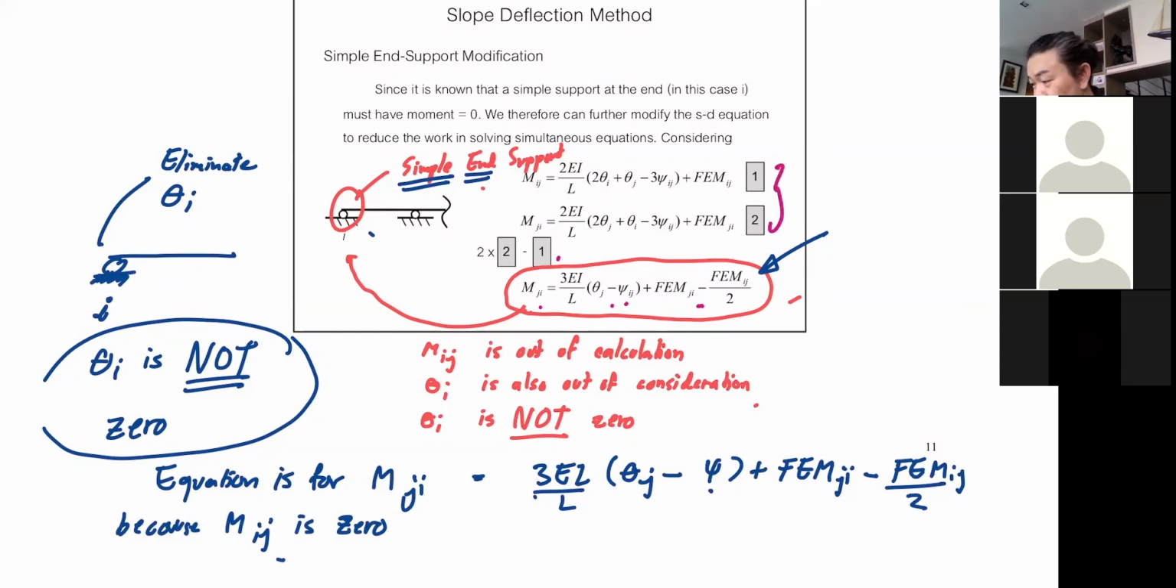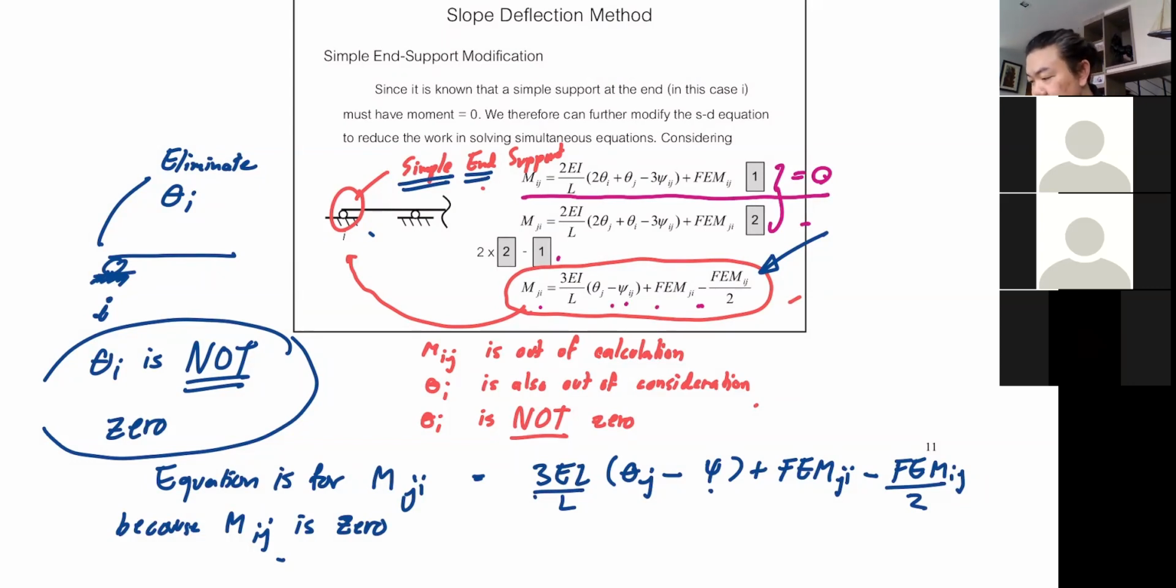this mathematical arrangement, okay? Mij and Mji, and you know that Mij is equal to 0. The first equation is equal to 0. So you use Mij and Mji to eliminate theta I. And so you multiply equation number 2 by 2 and minus equation number 1. That's how we got FEMJI minus FEMIJ.